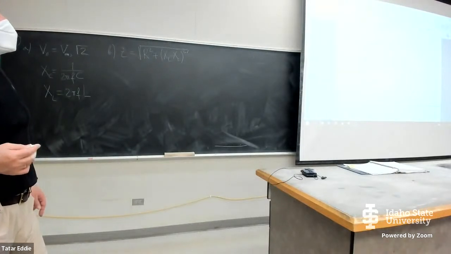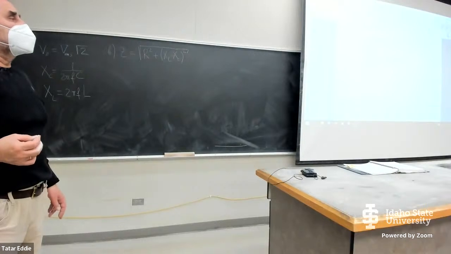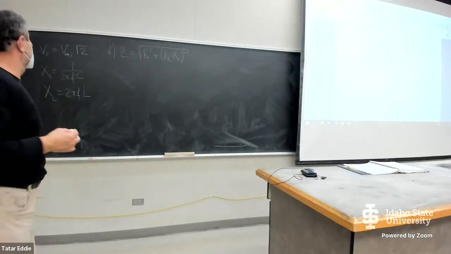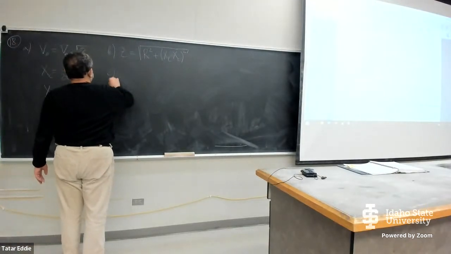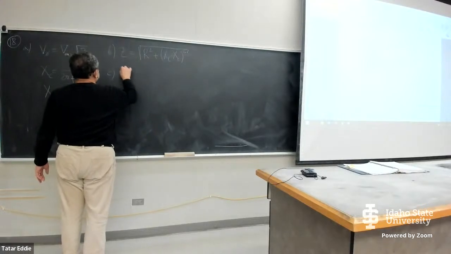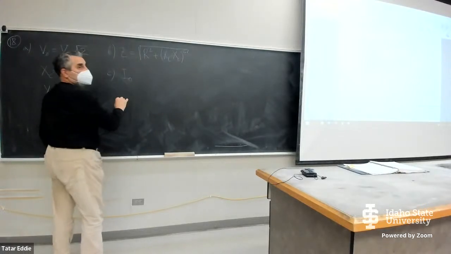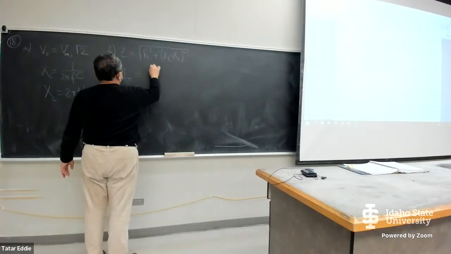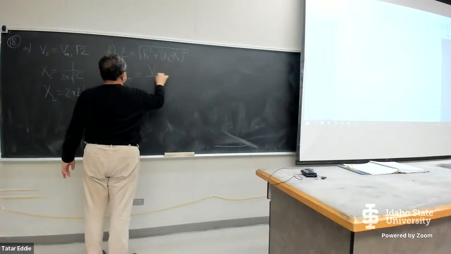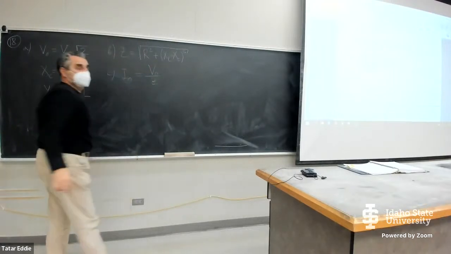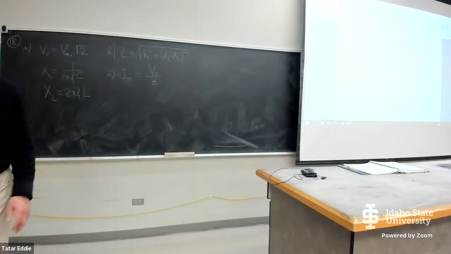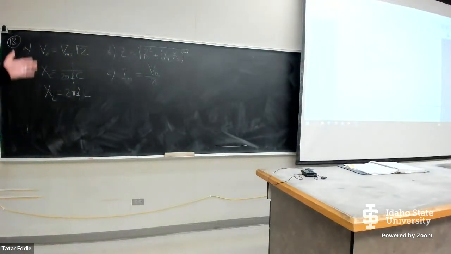Part C, what is the peak current, not RMS current? Well, the current amplitude is voltage amplitude divided by impedance. And you know voltage amplitude from part A, you know impedance from part B, just divide them.